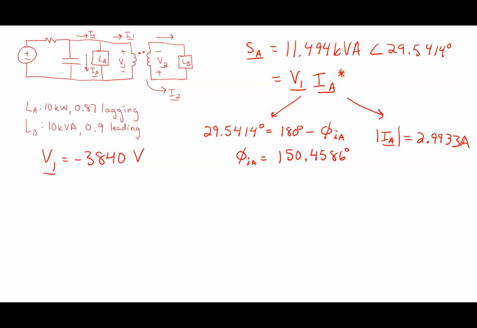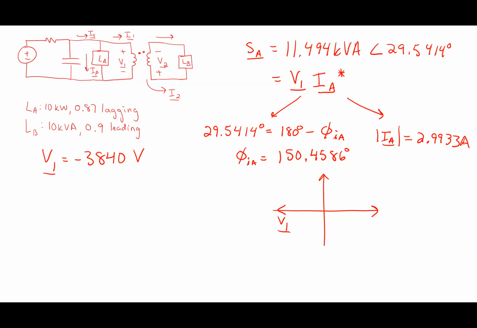So just to do a check for ourselves, this guy's lagging, right? If he's lagging, what should I check to see if that makes sense? I should draw where the voltage phasor is and where the current phasor is. Where is the voltage phasor? Yeah, it's on the negative real axis here. Here's V1. Why negative real axis? 3,840 is the magnitude, times -1, right? -1 always is pointing on the negative real axis.